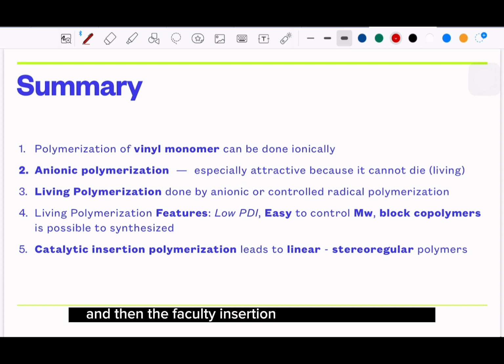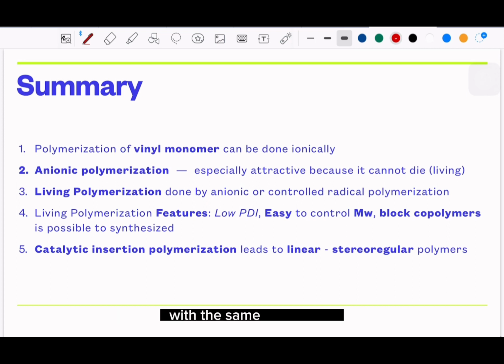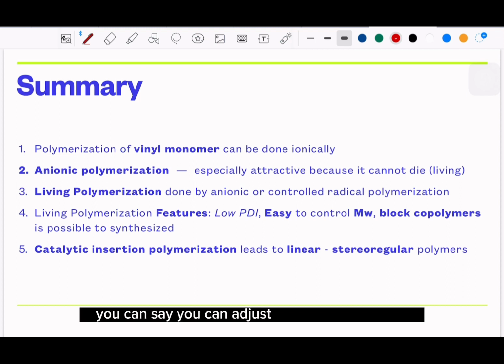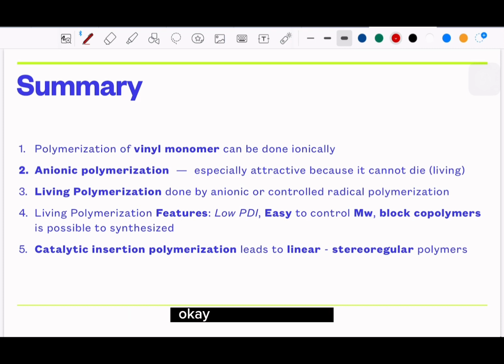And then the catalytic insertion, which is the Ziegler method, will lead to linear regular polymers. So we are going to have a linear polymer with the same orientations. You can adjust or tailor the tacticity of this polymer. So that is the summary.